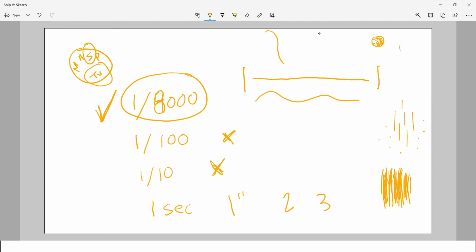Now you've got to have a long shutter speed, at least a second, and even 2 or 3 seconds. The longer it is, the more silky the water will be.